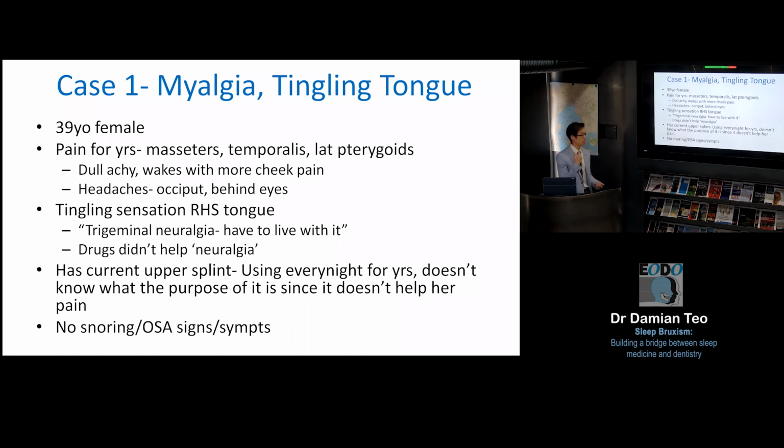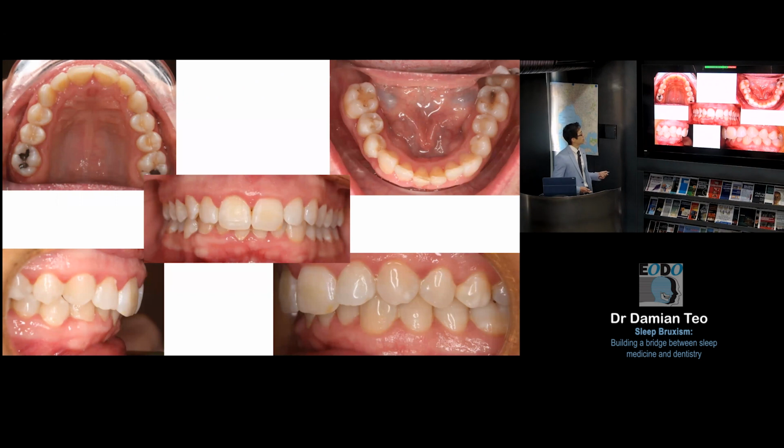She's not worried about her teeth breaking down, and she had no signs or symptoms of snoring or sleep apnea as well. So this was her dentition. Her jaw's all looking pretty fine. Maybe her maxilla could be a bit more developed. She's got a bit of overbite and a bit of overjet. So to me, I'm not concerned so much about the occlusion and cosmetics. I'm more thinking about the orthopedics and how her mandible is sitting inside her head.